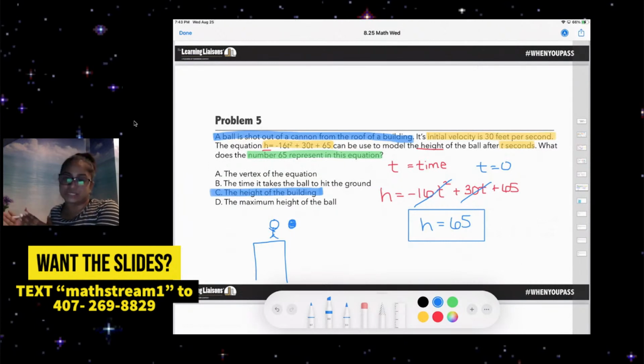The ball hasn't gone anywhere, because remember we said t is equal to 0. That means the ball has gone nowhere. It's where we start. We're just standing there. So if I plug in 0 for all of my t's, I'm left with where I started, which is on the top of the building. So 65 must be the height of the building.